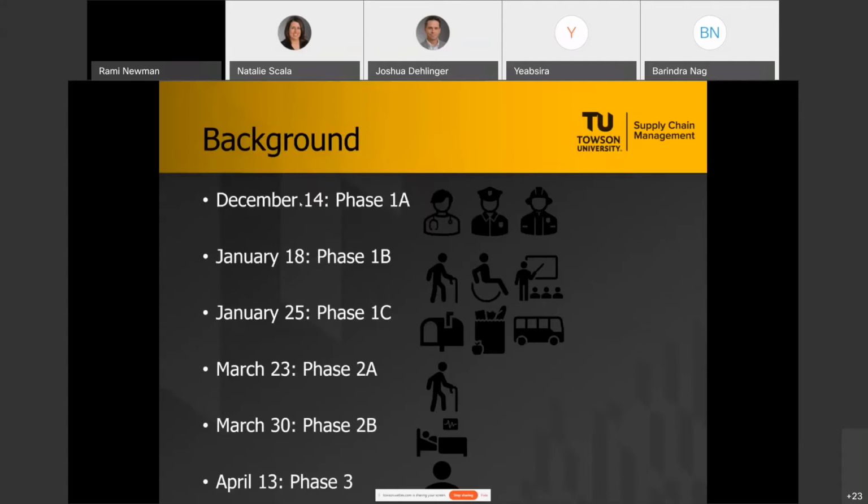So a little bit of background. First, these are all the phase days. So starting on December 14th, 2020, we had phase 1A, and healthcare workers, law enforcement, and firefighters, other first responders were allowed to get the vaccine.